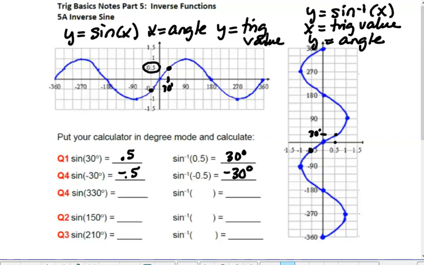However, there's a problem here, because -1/2 on the inverse graph also gives me an angle at 210, and another angle at 330, and another angle at -150. And 0.5 gives me an angle at 30, but it also gives me an angle at 150, and an angle at -210, and an angle at -330. So how do I know which angle is the angle that will come out if I do this on the calculator? So let's double check these two.